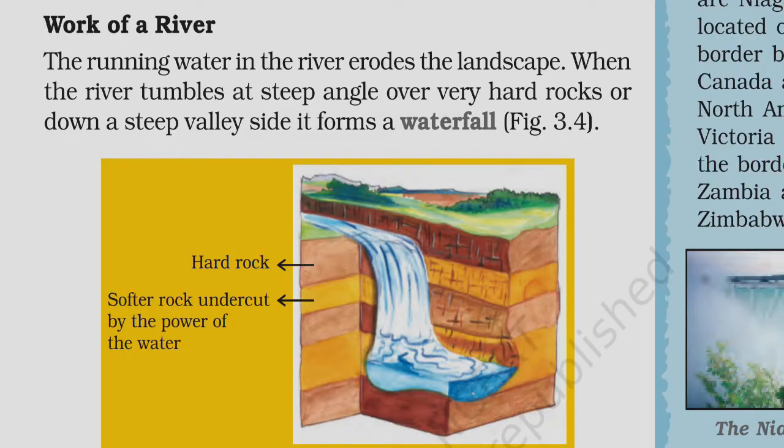so let's see the next topic, that is the work of a river. Here we are going to discuss how rivers help in forming new landforms. The running of river water erodes the landscape, and when the river tumbles at a steep angle over very hard rock or down a steep valley, it forms a waterfall.